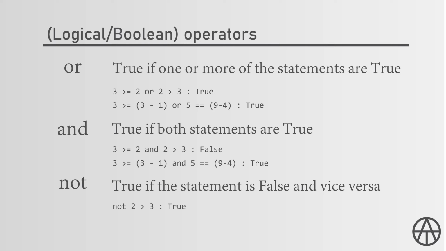So the not of 2 greater than 3 is going to be true, because 2 greater than 3 is false, and the not of false is true. And in the next example, you see 5 is greater than 3, and that's why the not of it is going to be false.